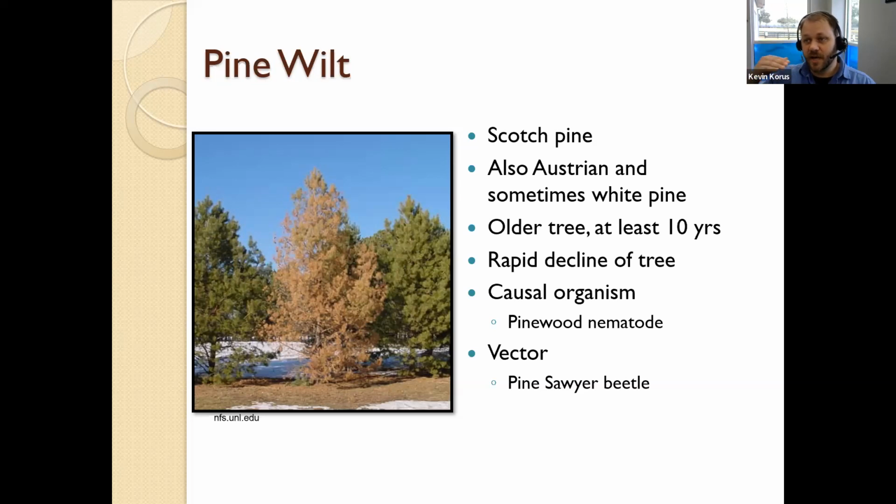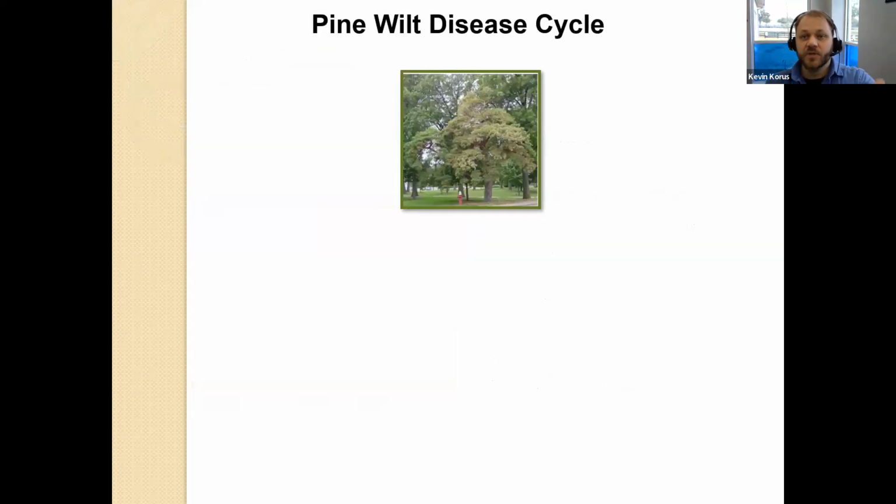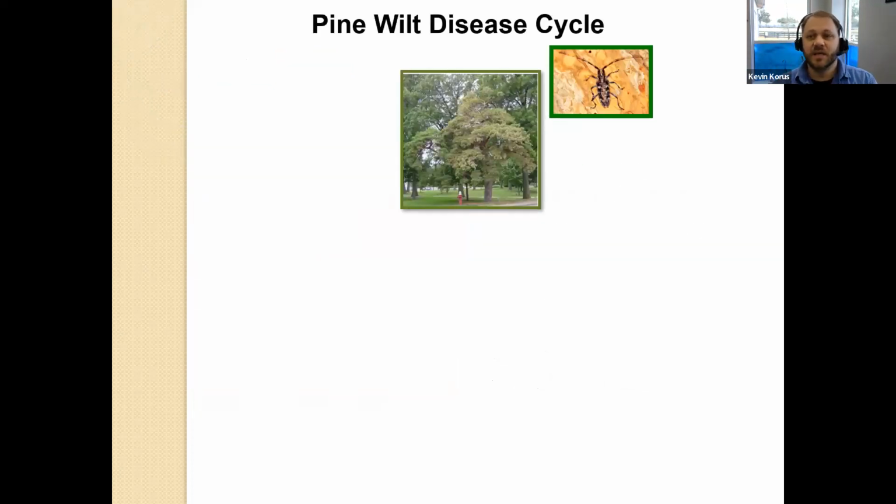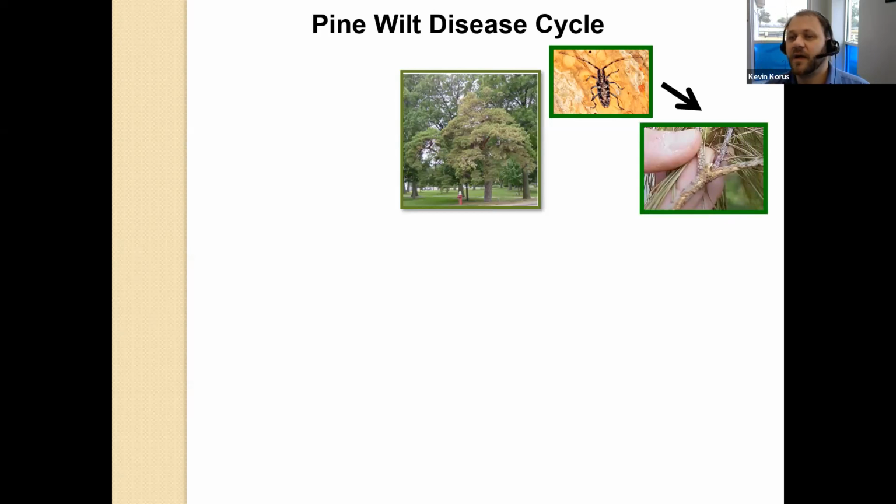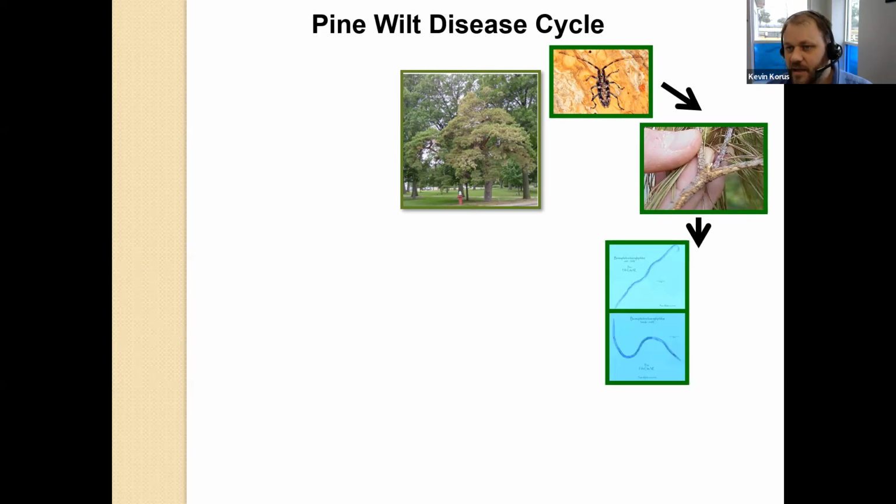And as I mentioned earlier, I was going to talk about a nematode that survives in the above ground parts of the plant. That's this case here. But that nematode needs a way to get from tree to tree. And that's facilitated by a big longhorn beetle called the pine sawyer beetle. So we have a tree, it's healthy, right? All of a sudden the pine sawyer beetle comes along and it feeds on this. As it's feeding, it transmits, and it also lays its eggs in the pine as well.